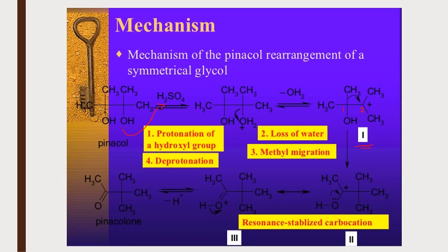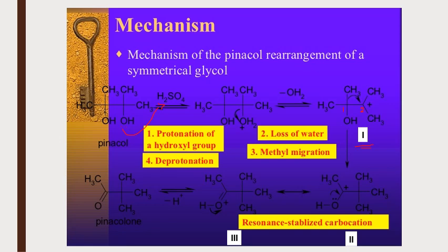To stabilize this carbocation, the oxygen will give its non-bonding electron to the carbon. So the oxygen became an oxygen cation. To stabilize this oxygen cation, what happened? The hydrogen ion will undergo deprotonation to form a carbonyl-containing compound, that is pinacolone. So a 1,2-diol goes to a carbonyl-containing compound with a different carbon skeleton. We call this rearrangement the pinacol-pinacolone rearrangement.